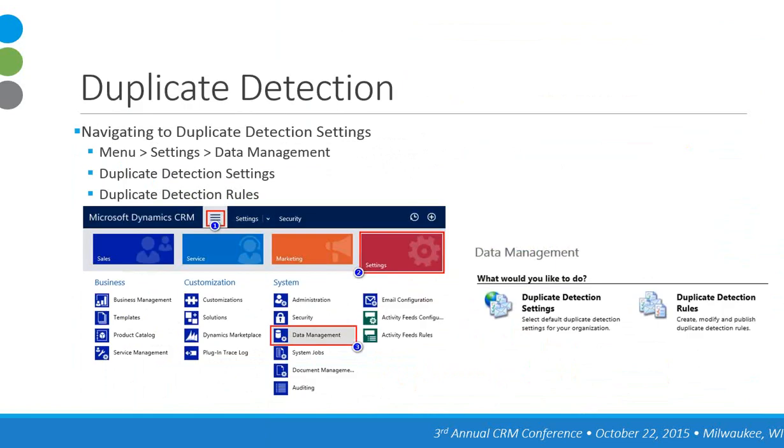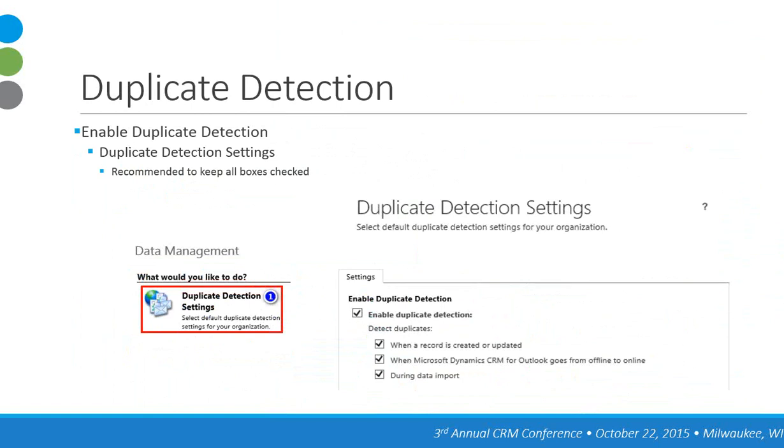To access the settings and the duplicate detection rules in your system, you want to click on Menu, Settings, Data Management, and then you'll have both the duplicate detection settings and the rules, which we'll cover here shortly.